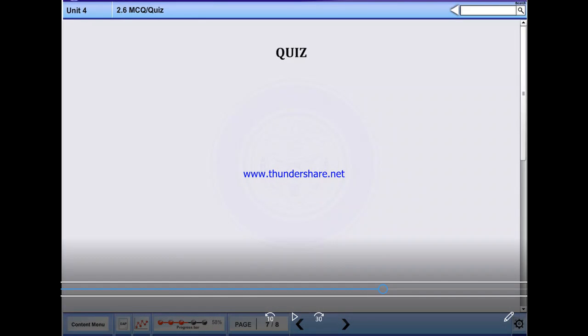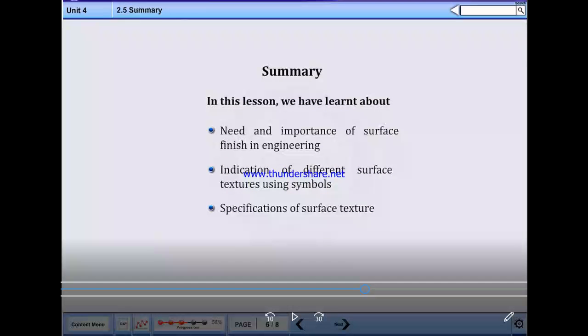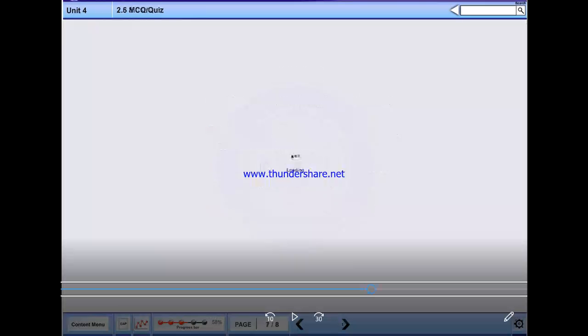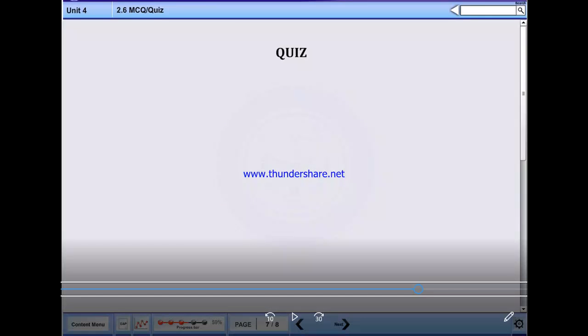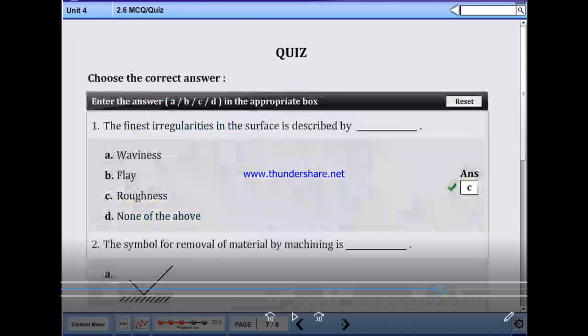Now with this we have studied the need and importance of surface finish in engineering drawing, indication of different surface textures using the symbols, and specifications of surface texture. Now you can note down the quiz questions with this background.